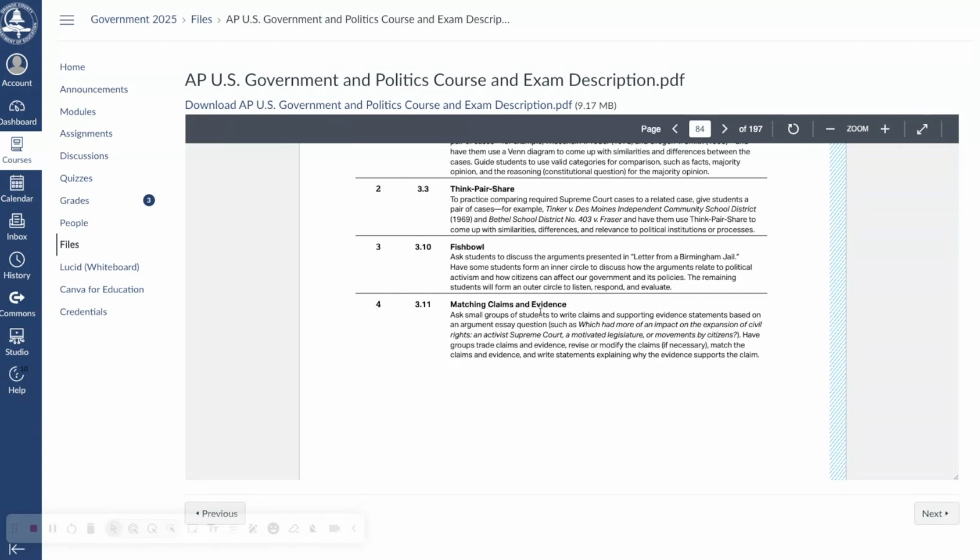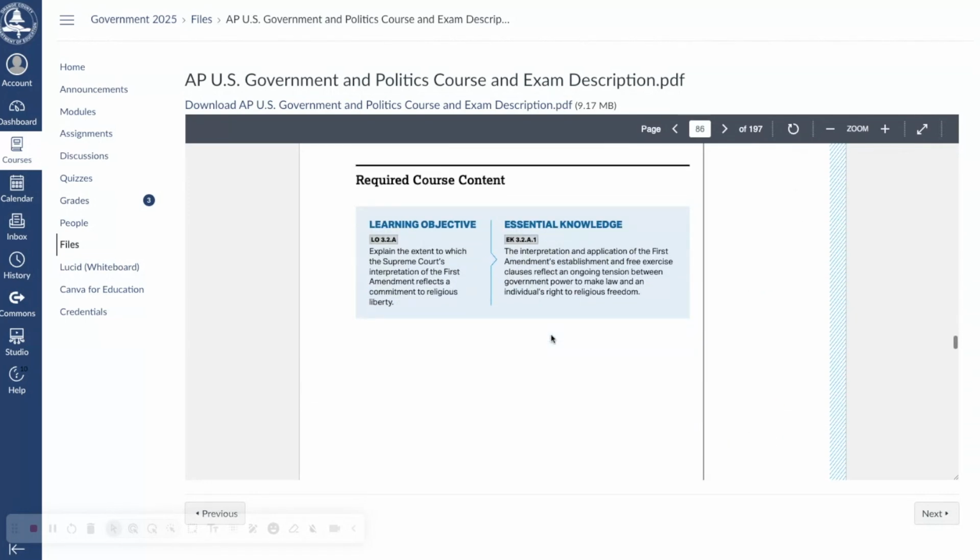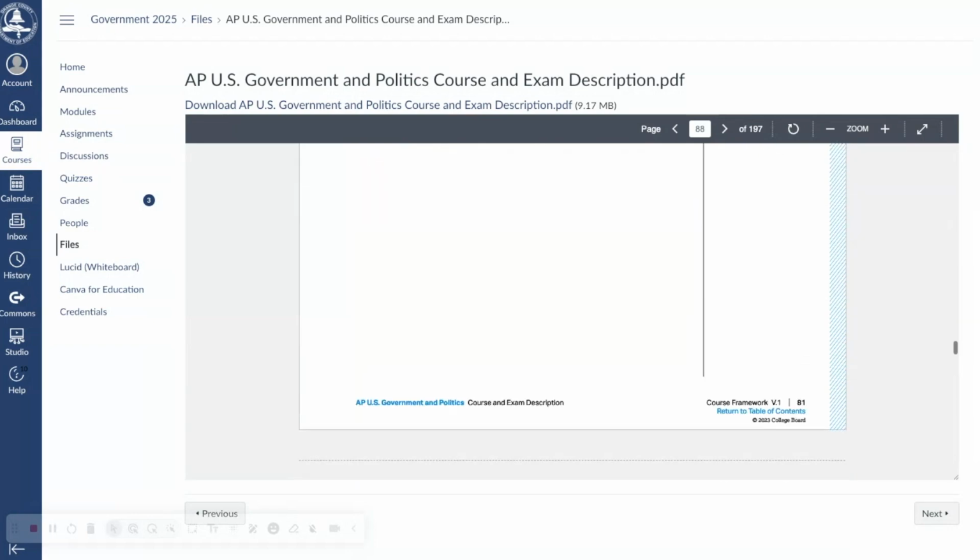And I think this is a very powerful strategy, matching the claims and evidence, because in the FRQs, what's encouraged is not just being able to make a claim, but also to back it up with reasoning and evidence. So giving students the opportunity to practice that, especially as there are many documents and SCOTUS cases, it's helpful to do that frequently so it's at the top of their mind when they do those activities.